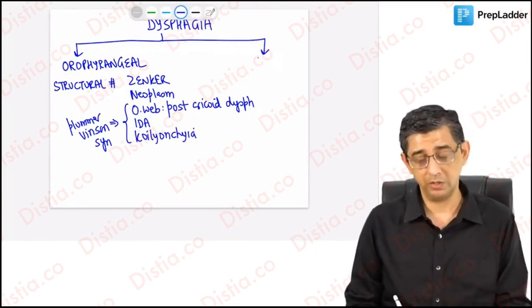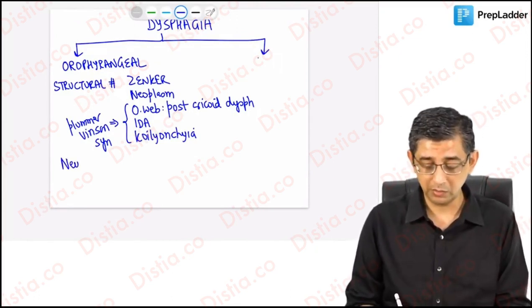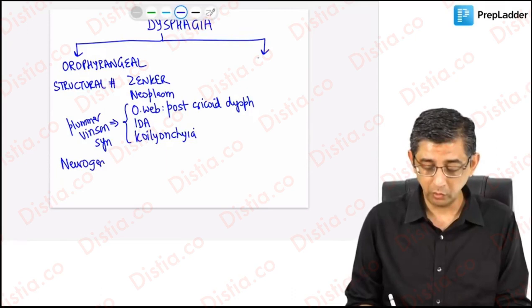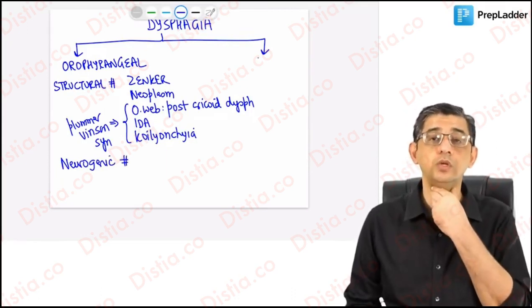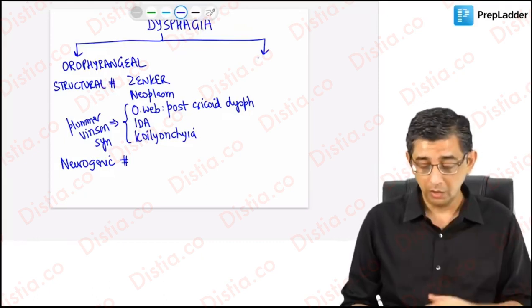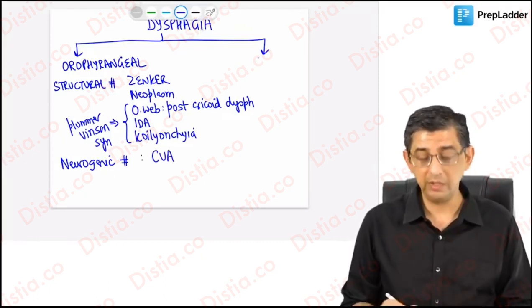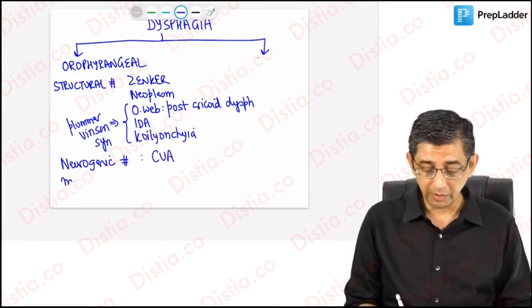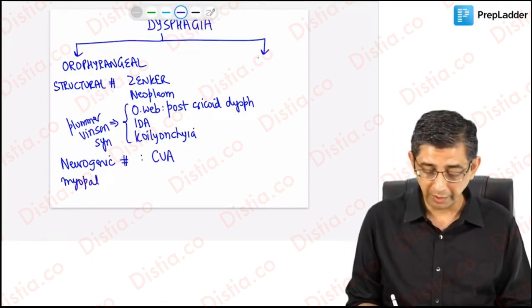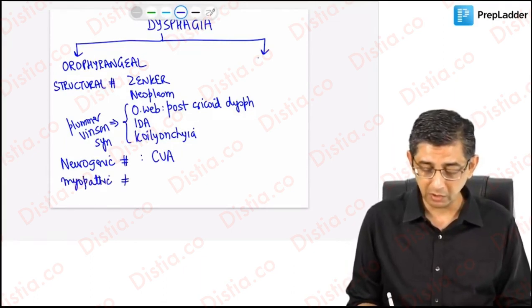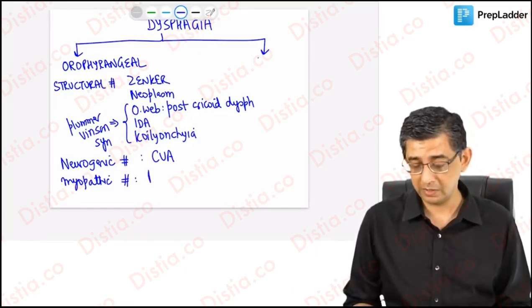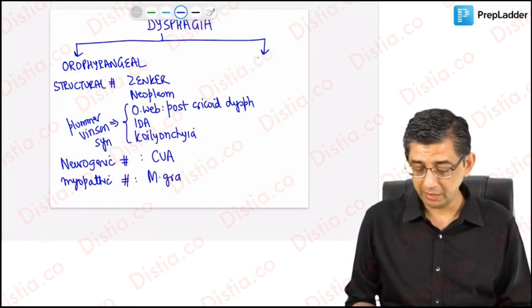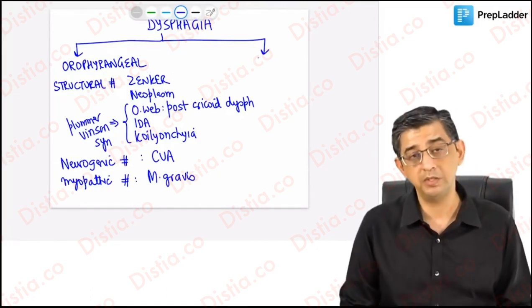Now, not only structural, there can be neurogenic causes also. Neurogenic causes of oropharyngeal dysphagia, where the person will say that the food sticks in the throat, not in the chest, but in the throat, could be due to cerebrovascular accident. And I can then talk about a disease of the neuromuscular junction. I'm writing the word myopathic because muscles are not working properly, but it's actually a disease of the neuromuscular junction, that is myasthenia gravis. And even in Lambert-Eaton syndrome, in some cases, dysphagia can be described.